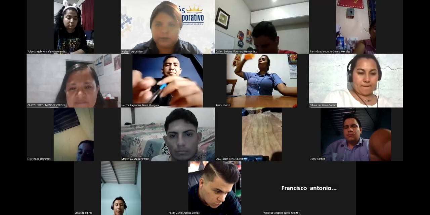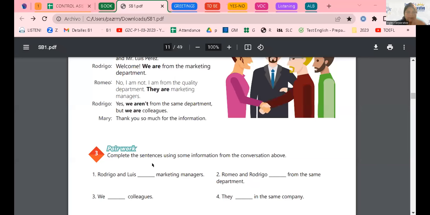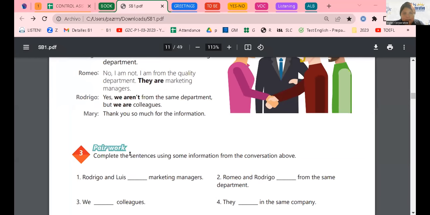A moment, I'm sharing with you. Okay, we're ready. Okay, look at this. Based on that conversation, we have to fill in these spaces. Complete the sentences using some information from the conversation above. Rodrigo and Luis, we have to use verb to be here. They are. Perfect. They are. To be. Is. Okay. And are. Okay. Perfect.